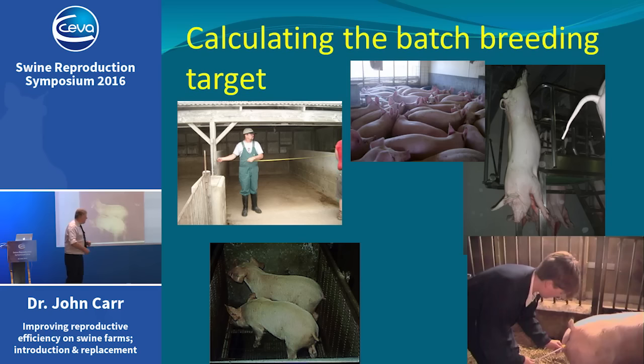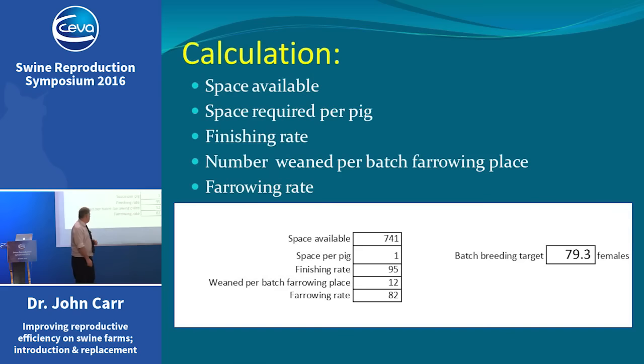And as Nicholas pointed out in his presentation, the number of pigs we breed, we must start becoming a lot more consistent than the way we've done it before. And I'll talk a bit about that. Space, finishing rate, number of pigs to wean, the farrowing rate. And then you make a little calculation.